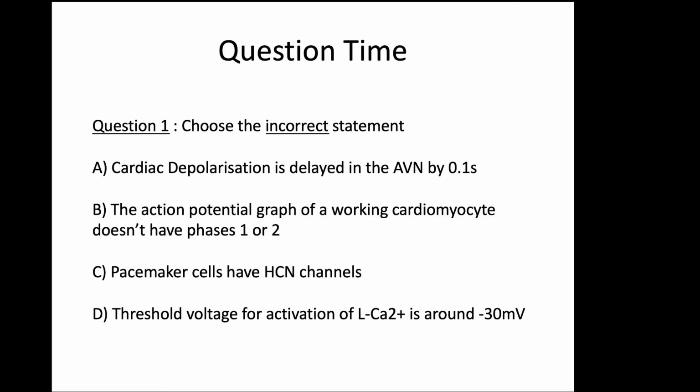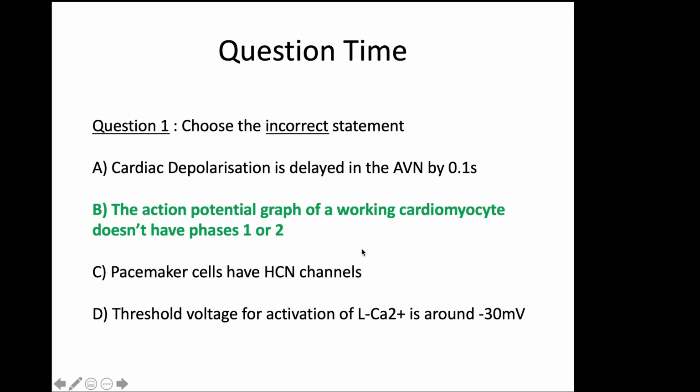All right, and the correct answer is B. Everyone got that right. It's the incorrect one because the action potential graph of a pacemaker cell is the one that doesn't have a phase one or two. An action potential graph of a working cardiomyocyte definitely does have a phase one or two. And here, this is correct. Obviously, the delay is 0.1 seconds or 100 milliseconds. Pacemaker cells do have these special channels, and the threshold voltage is around minus 30 microvolts.